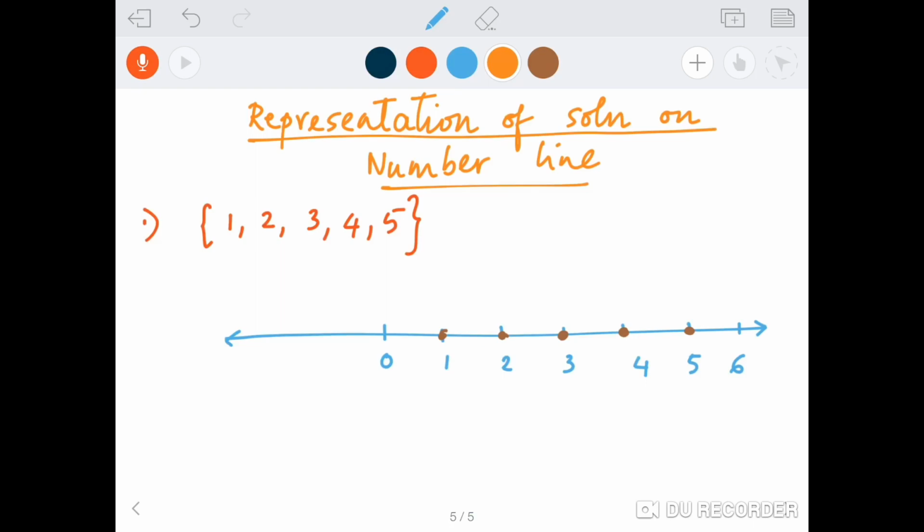This is pretty much what you do to represent the solution on the number line. Just draw a number line and put them in the form of dots. Now let us look at the second question.